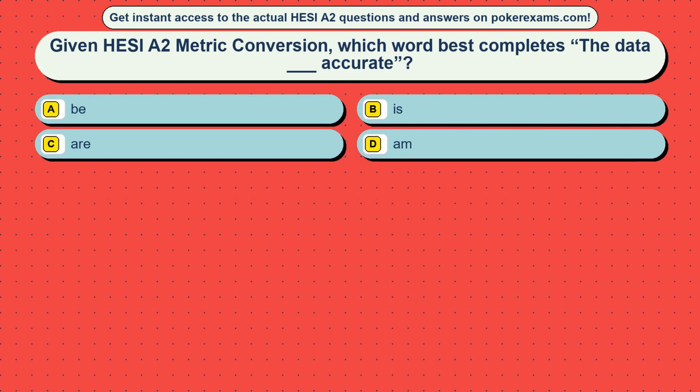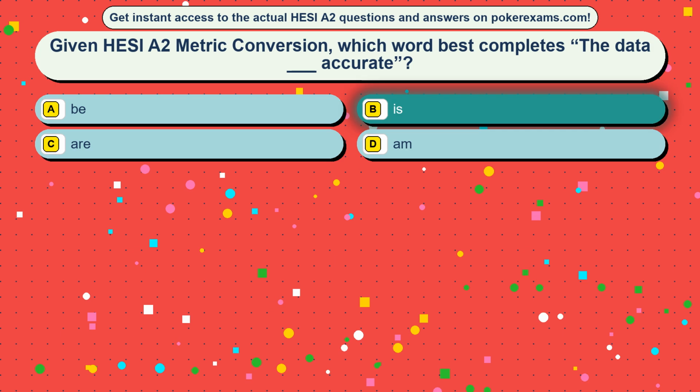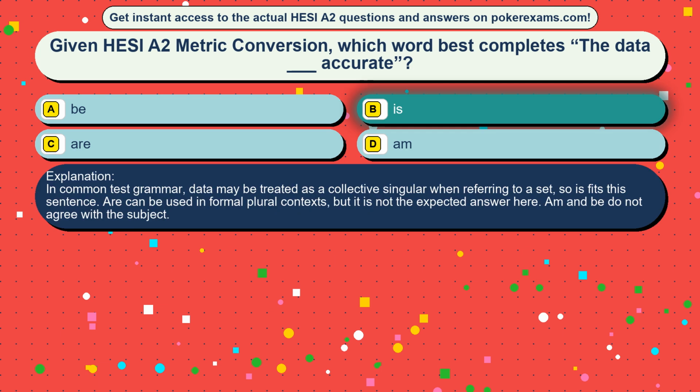Question 28. Given HESI A2 metric conversion, which word best completes the data blank accurate? Option A, B. Option B, is. Option C, bar. Option D, them. The correct answer is option B, is. In common test grammar, data may be treated as a collective singular when referring to a set, so is fits this sentence. Are can be used in formal plural contexts, but it is not the expected answer here. A and B do not agree with the subject.